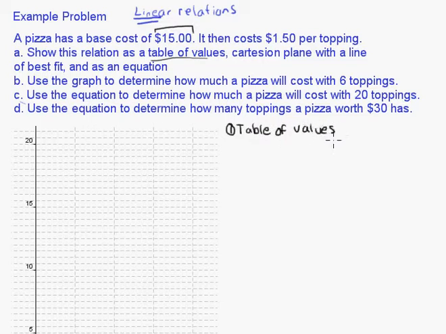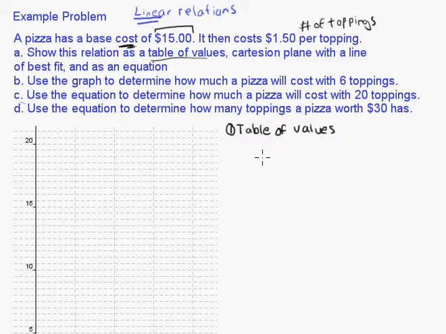So what is the relation? Well, the relation is basically a relation between the number of toppings and the cost of a pizza. We're comparing what the cost of a pizza is for the amount of toppings that it has. So our two variables are going to be cost and the number of toppings.